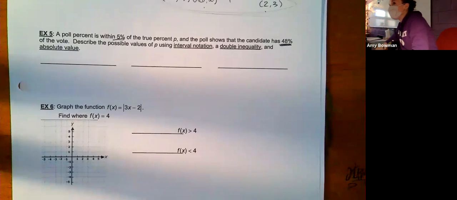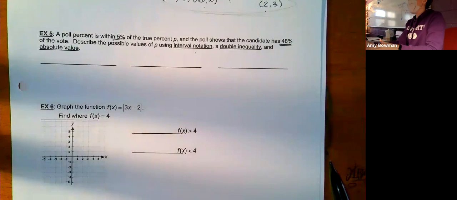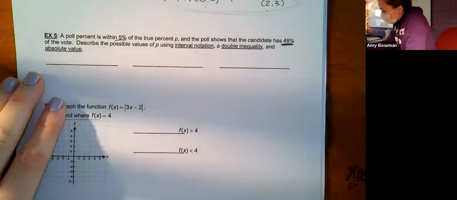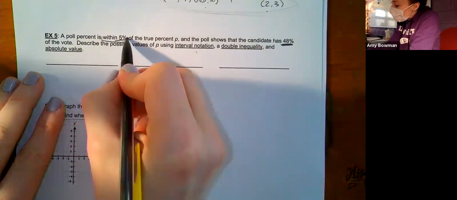possible variance. So what's the lowest percent, the true percent that it could be? 43, 5 less than 48. What's the most it could be? 53. So in interval notation, we're just talking about 43, 53. That's it. So that's how we represent that true percent. If we're using interval notation, should we use brackets or parentheses? Let's see, it says it's within 5%.